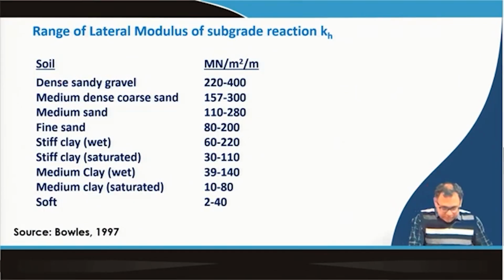Next one, Bowles has given some lateral modulus of subgrade reaction ranges for different kinds of soil. So, these kh values are given for different kinds of soil, and these are the ranges: for dense sand to soft clay, medium clay, saturated stiff clay, saturated fine sand, medium dense sand, dense sandy gravel. So, all the ranges are given.